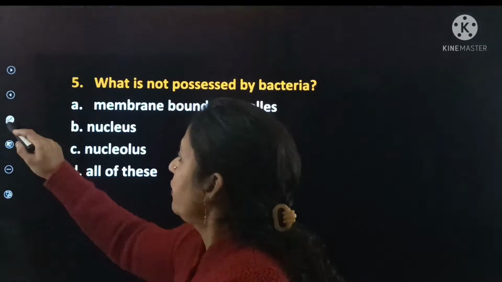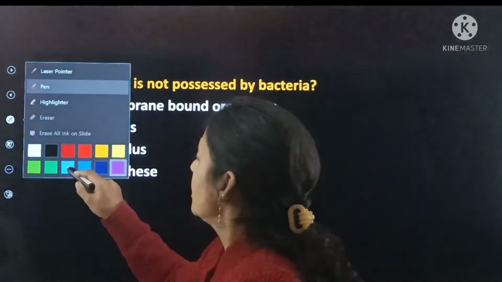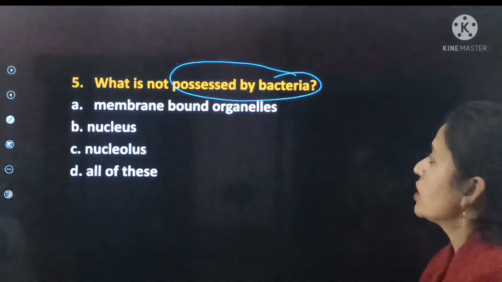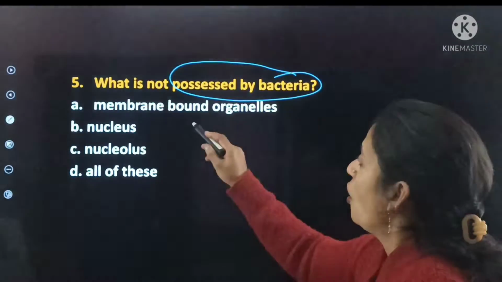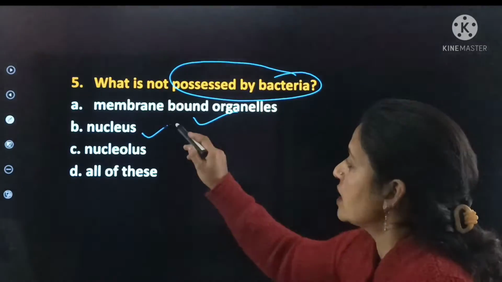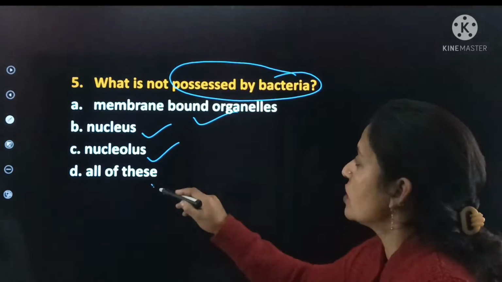Next is question number 5: what is not possessed by the bacteria? Options are A membrane bound organelles, B nucleus, C nucleolus, and D all of these.